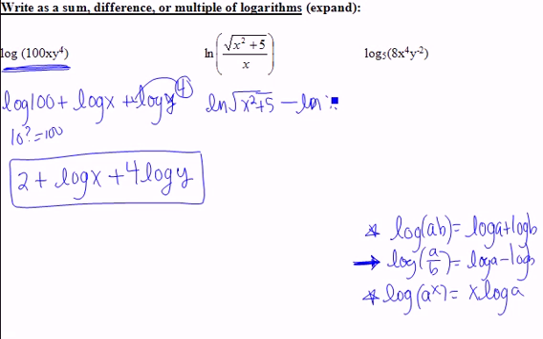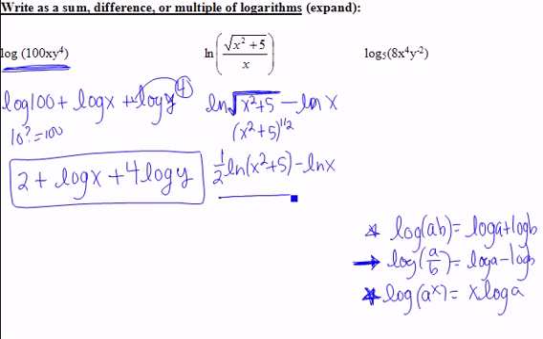Now, you might think you're done here, but this square root is actually a power. Remember what power that is? That's a 1/2 power. So you could rewrite that for yourself so that you can see, oh yeah, it is a power. And then we're going to utilize this power rule again. That power is going to become a multiplier. So we will say this is 1/2 the natural log of x squared plus 5 minus the natural log of x. And we are expanded at this point.